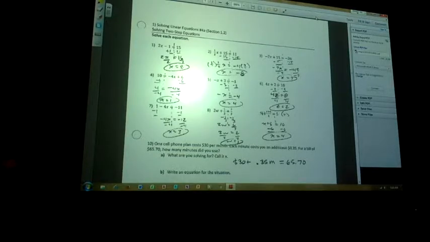Number 7, it looks like x equals 3. Number 8, w equals 1. Number 9, I have x equals 4. And then run through 10. I'll actually do number 10.